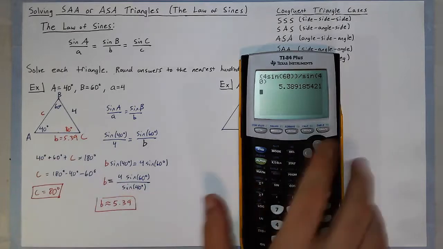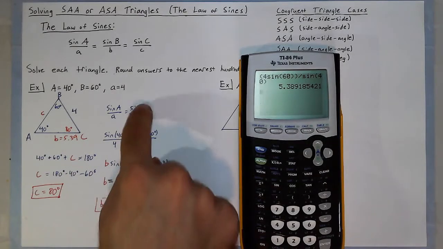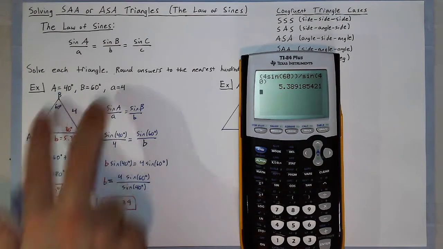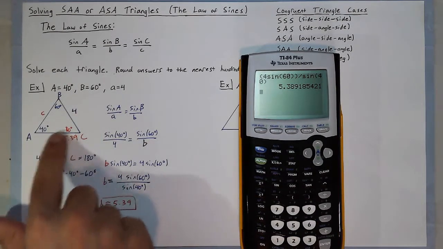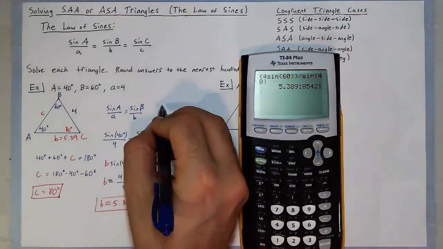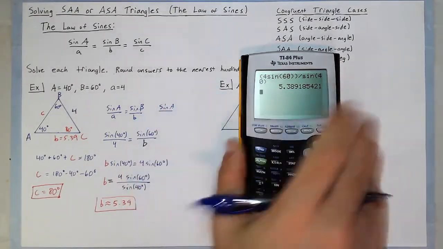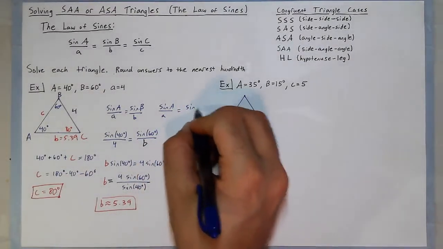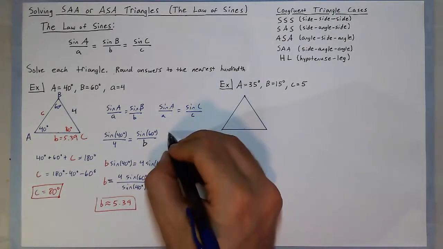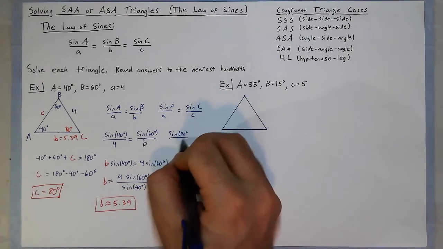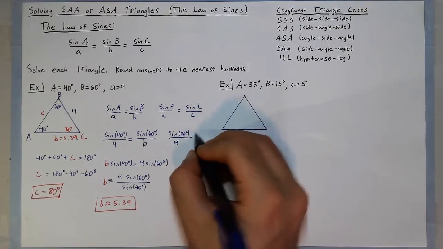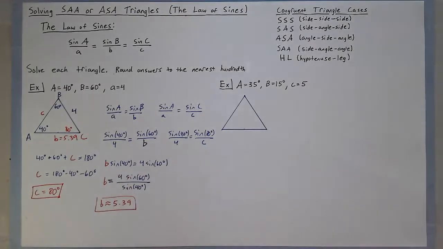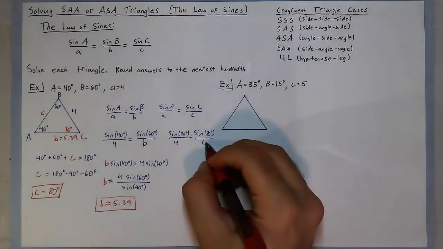So to find side C, I could use sine of B over B, but I'm going to stick with sine of A over A since that's the information I was given in the problem. I had to round to get B, so I'm going to try to avoid using it. So again, sine of A over A is equal to sine of C over C. So sine of 40 degrees over 4 is equal to sine of 80 degrees over c, and solving it in the same way, again, I'm looking for that c value.